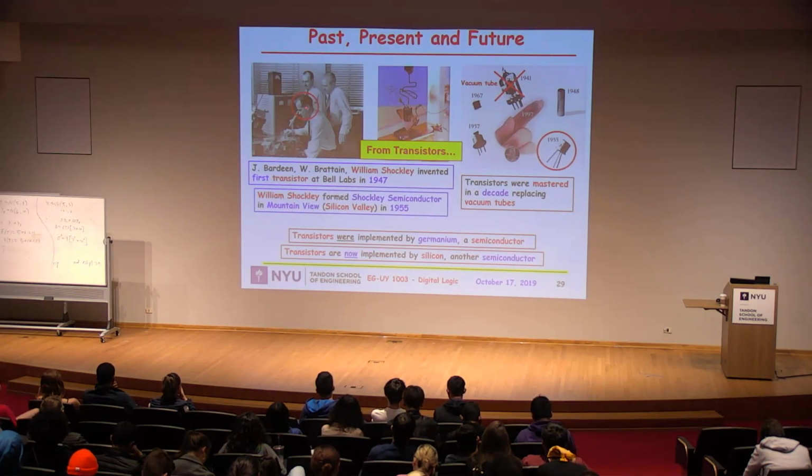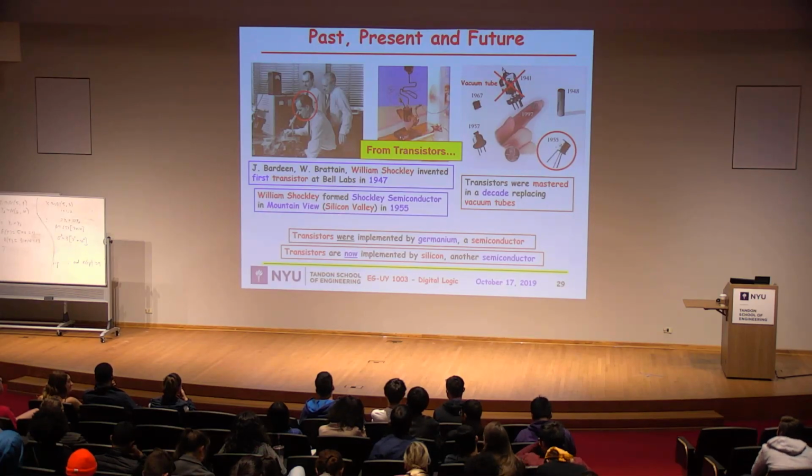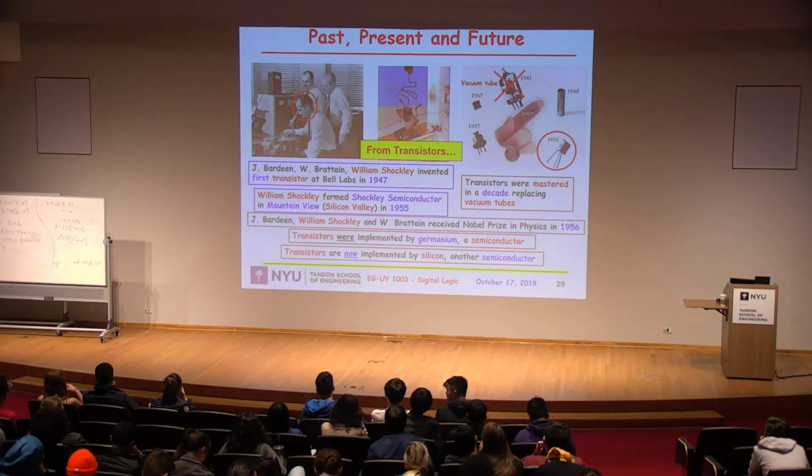Everybody, one of them is critical for digital evolution. William Shockley, he left the company and moved to Mountain View in 1955. Back then, that area was not called Silicon Valley. He just moved to Mountain View. And obviously, they got the Nobel Prize in 1956. Maybe this was the most important invention of the 20th century.